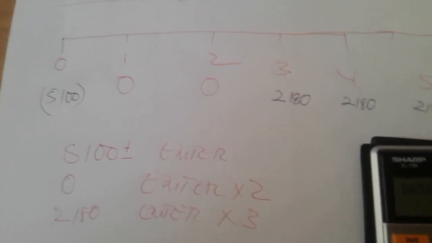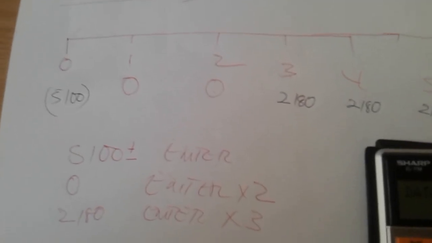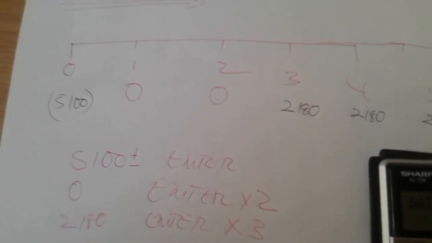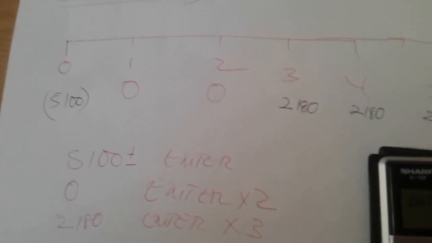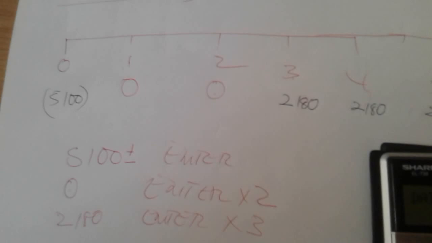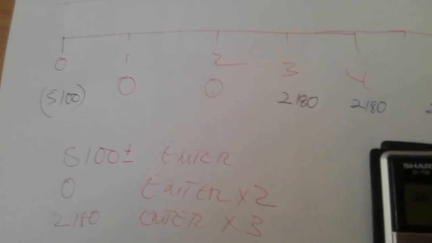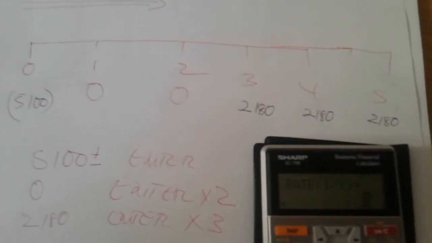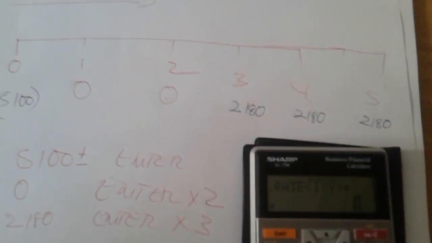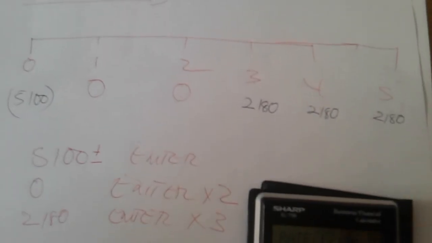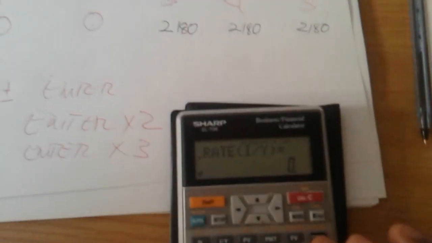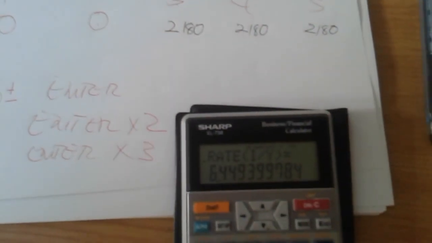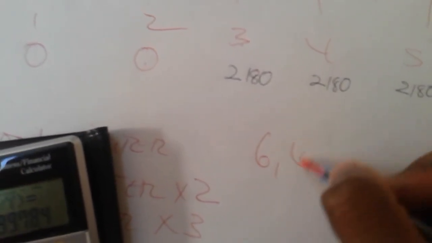Second function, alpha 0, 0. 5.1 plus minus, enter. 0, enter, enter. 2180, enter, enter, enter. What do you see now? 5. So second function, CFI. Again, we are looking for a rate that will give us an NPV of 0. So we simply say compute. What do you get? 6.4. That's correct. 6.45.